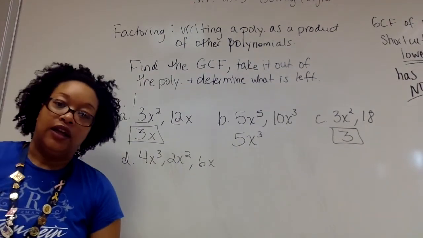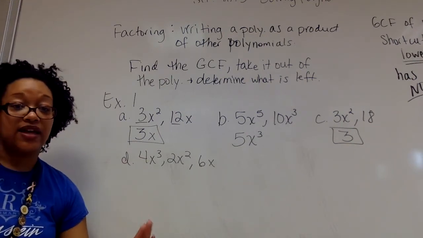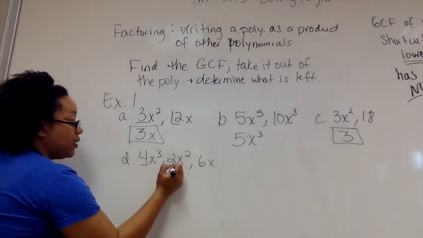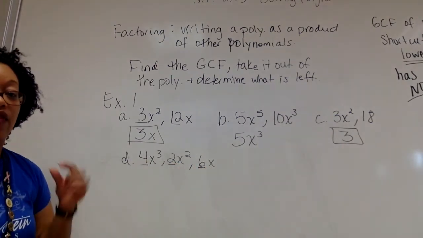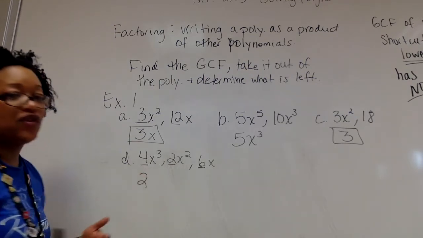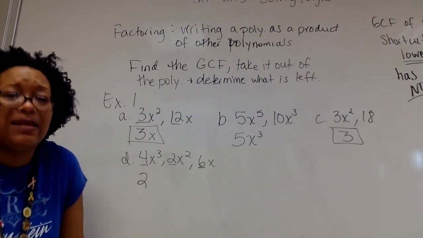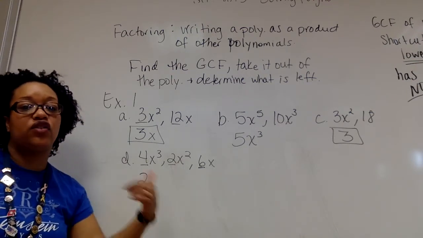That's not cool. So, last one, letter D, you have on your notes. 3 terms, that's okay. I want to see what's the number that 4, 2, and 6 share. The highest number that they all share is 2. And like I said, if you're wondering where to get these numbers from, do the table. Just set up a table and you'll see that they all have a 2 in common.